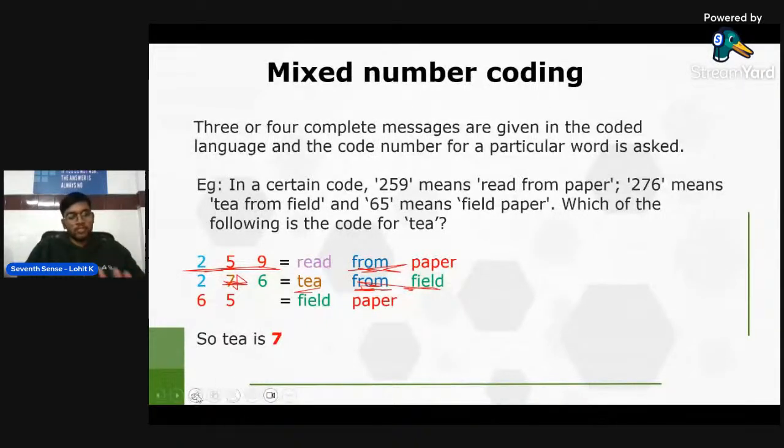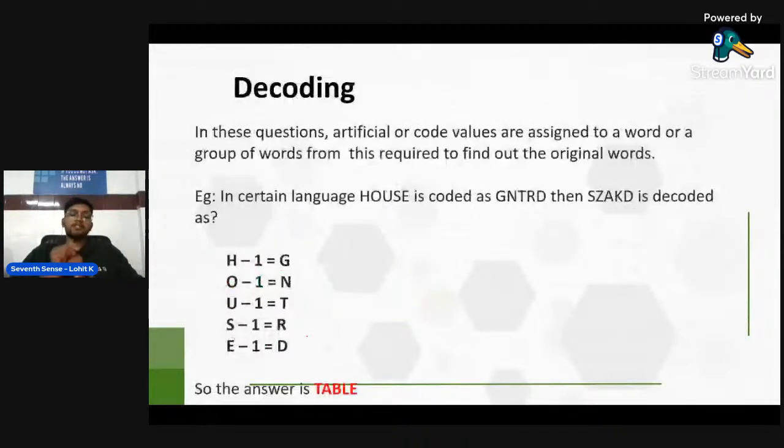But you have to compare all the numbers, meaning compare all the sentences and segregate the coded message for each letter, so you'll get the answer for them. Okay, as we have discussed about decoding, right? In decoding, whatever you did in the coding part, do the opposite thing.